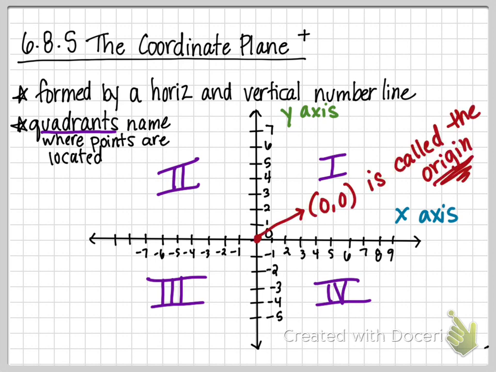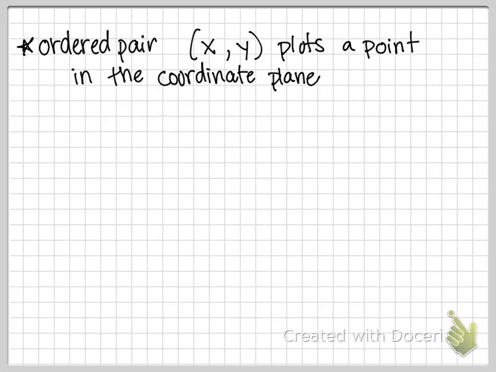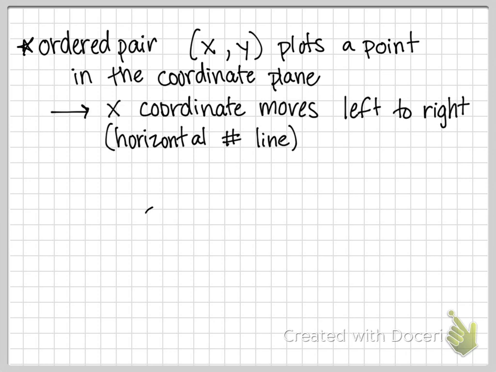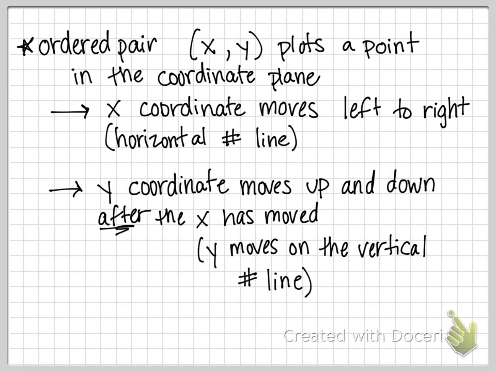The point where the two number lines intersect is at 0, 0, and we call that the origin. Okay, 0, 0, the intersection point is called the origin on the coordinate plane. Remember, an ordered pair, which is in parentheses, gives us an x coordinate and a y coordinate. It plots a point on the coordinate plane. The x coordinate moves left to right along the horizontal number line. And the y coordinate moves up and down after we've moved our x.